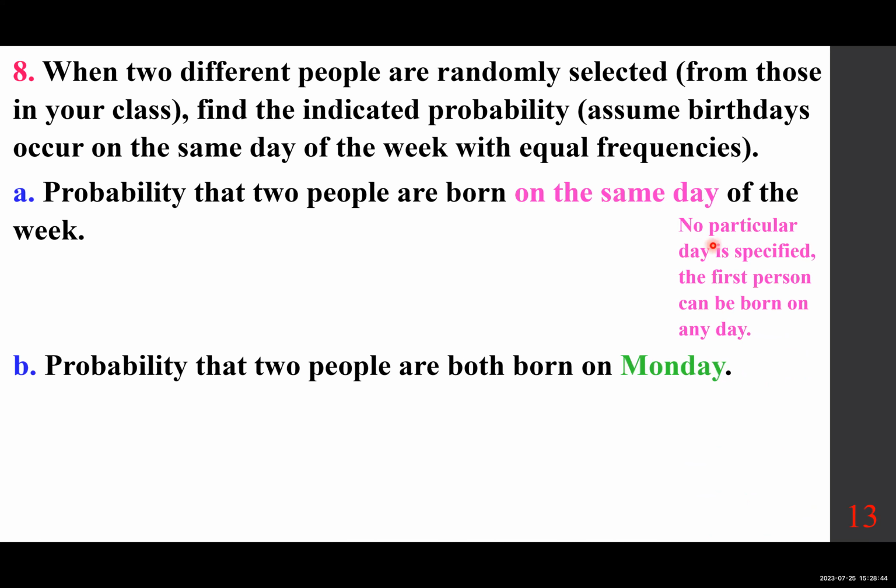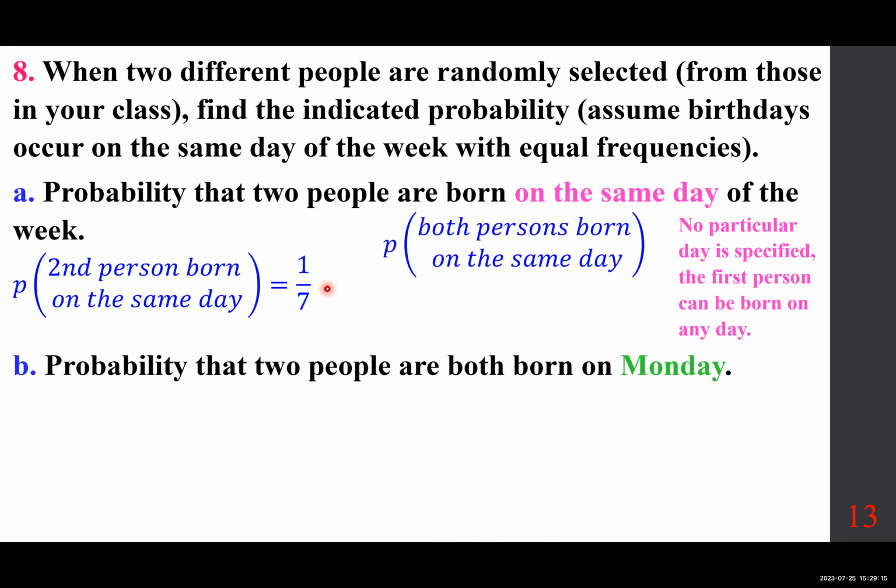When we have the same day, no particular day is specified, the first person can be born on any day. What about the second person? Probability of the second person born on the same day as the first one is 1 out of 7. So the first one can be born on any day, but the second one, having the same birthday, is 1 out of 7, same day of the week. So basically it becomes 7 over 7 times 1 over 7. So 1 times 1 over 7, which is 1 over 7.